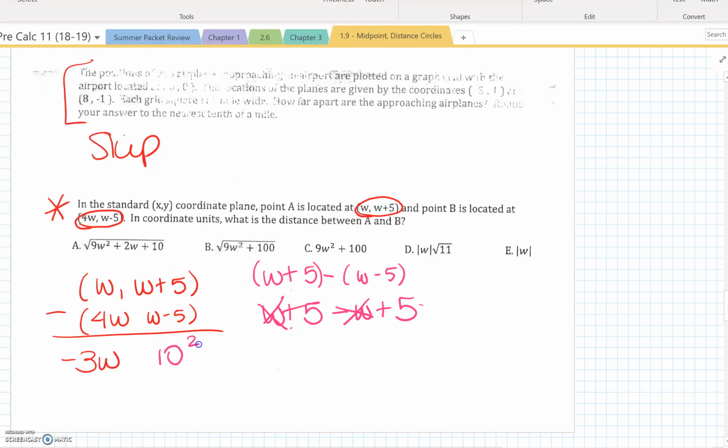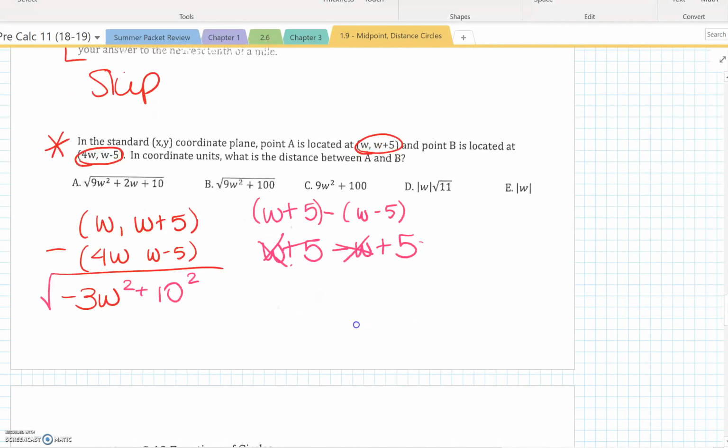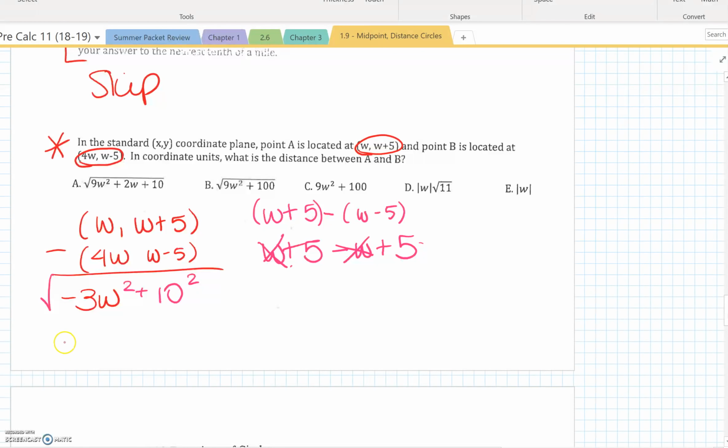Then you're going to square, add, and then take the square root. This becomes, remember, you're squaring this entire thing, so you get the square root of 9W squared plus 100. So you get B. You cannot separate these. Do not do anything with a square root. Just leave them how they are.